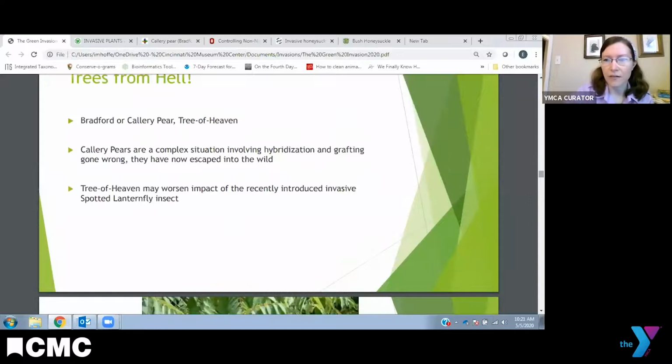Okay, so they have a pretty complex situation. There was originally a sterile Bradford pear tree that has been around for decades. And since it's sterile, it wasn't really at risk of spreading. But then other related pears were brought in that were also thought to be sterile, but the problem is they hybridized and were able to form seeds, basically, and they escaped into the wild. There are also problems where if you graft them and the rootstock takes over, it can become invasive. So anyway, they've now escaped into the wild and are taking over.